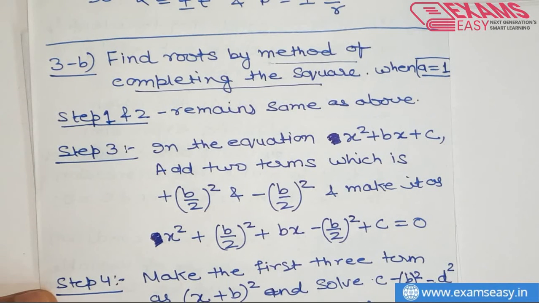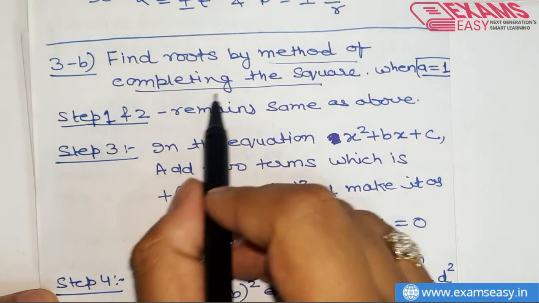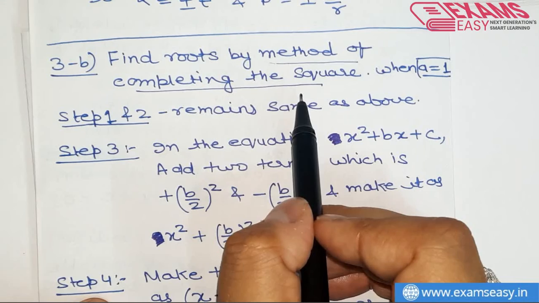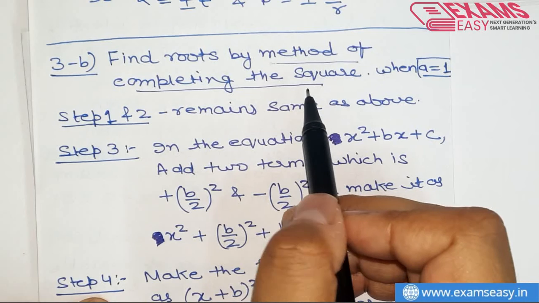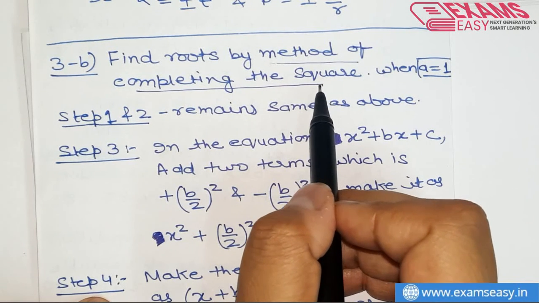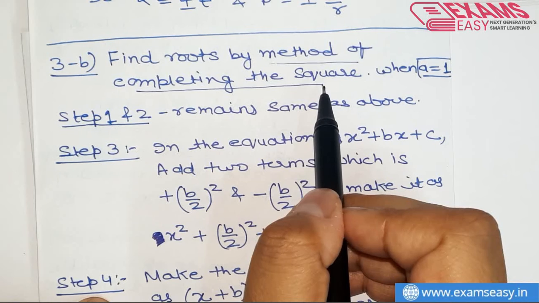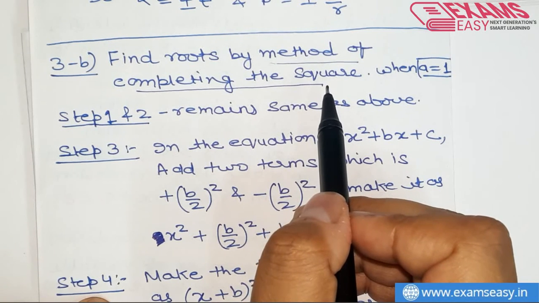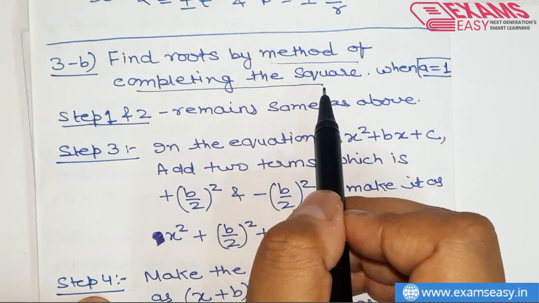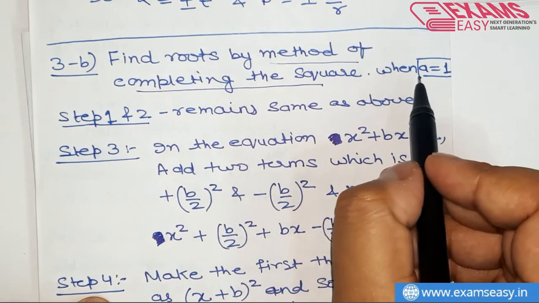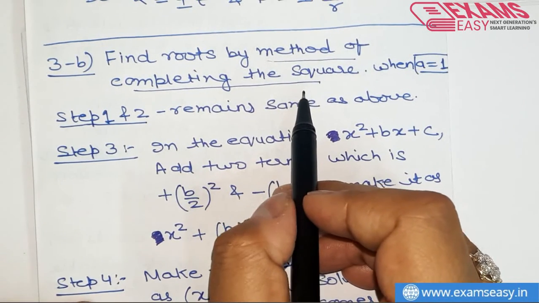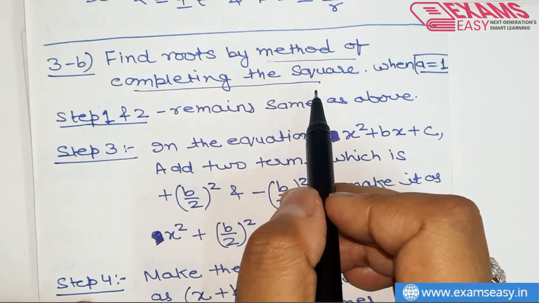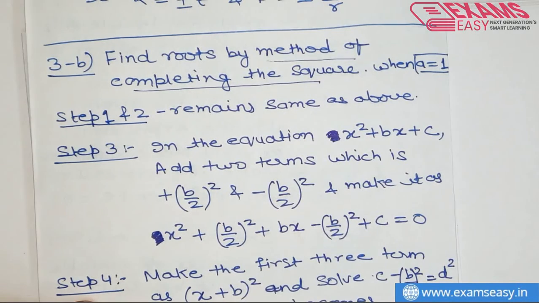Friends, let us move to our second method of finding the roots of the quadratic equation, the method of completing the square. Friends, this method is useful when the constant associated with the term x square is equal to 1. As you all know, the generalized form of a quadratic equation is ax square plus bx plus c. So when a is equal to 1, this method is very useful. So let us see how we find the roots of the quadratic equation using this method.